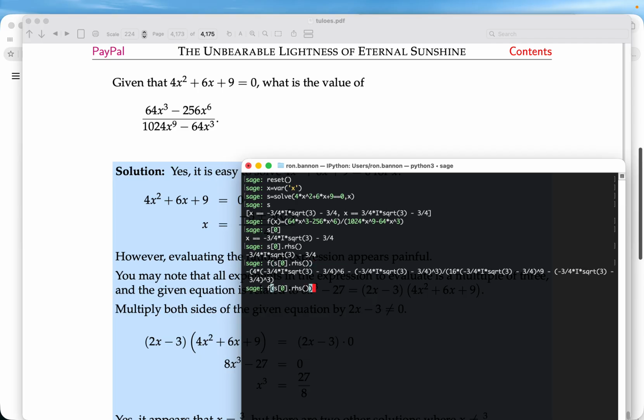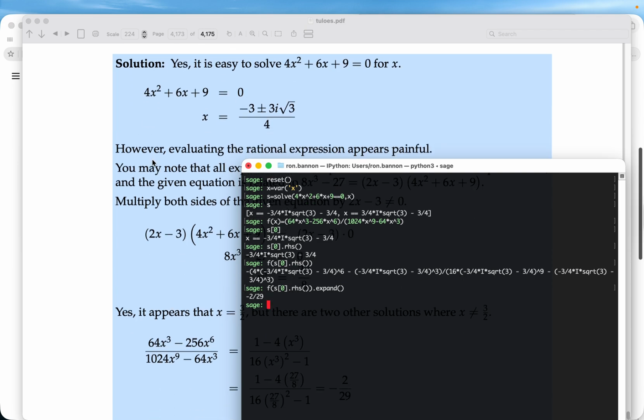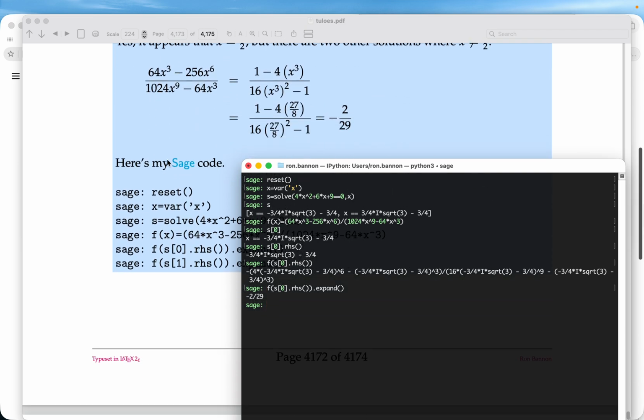Now, if I don't use the expand command, it's going to give me this over here. If I do use the expand, though, it's going to actually multiply it out for me. And what does it get? Minus 2 over 29. That's the number we got right over here.